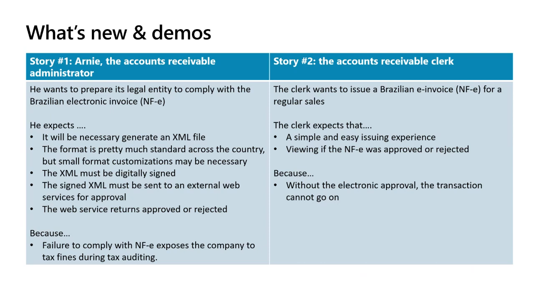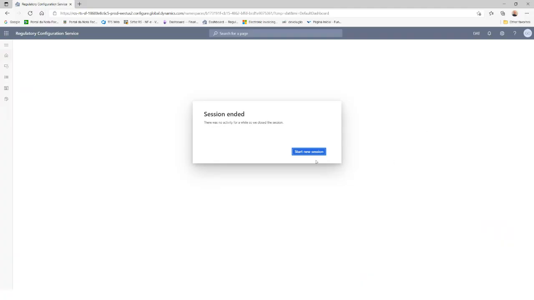And the second story is the accounts receivable clerk. It's simply going to show you how the clerk who operates the issuing of electronic invoices will do this. For the clerk, the only thing he expects is simply to issue the electronic invoice and view the status, whether it was approved or rejected. Okay, so now let's go to RCS.